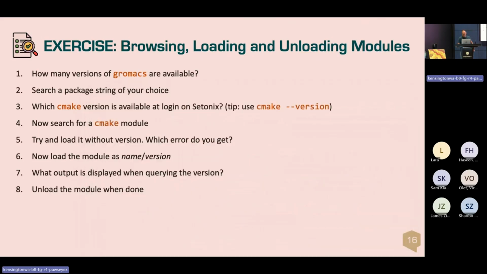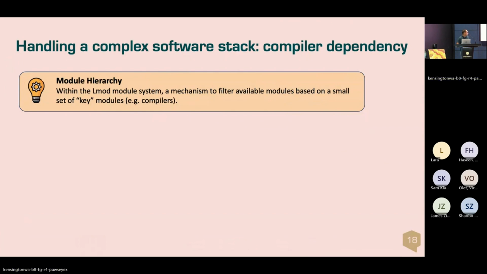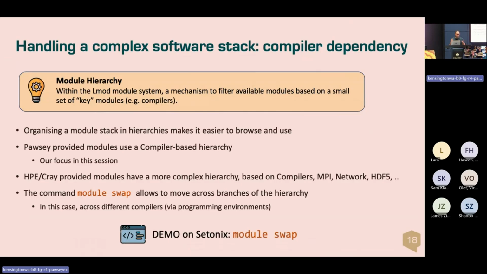Okay, trying to speed up a little. We've seen this. Module hierarchy, very quickly: software is organized by categories, but also by compiler and architecture. If we get a new compiler, we need to recompile the software with that compiler because we want the software to be optimized with that compiler. Or if we have another CPU, we want the software to be compiled for that CPU. An example of that is the data mover nodes.